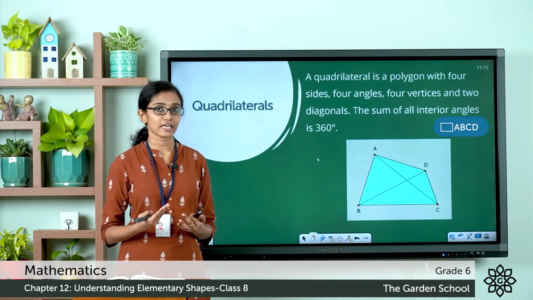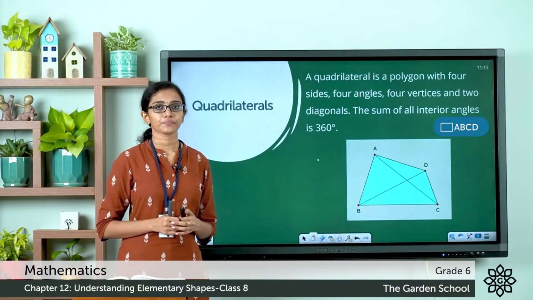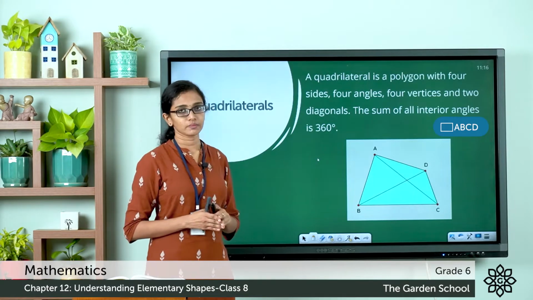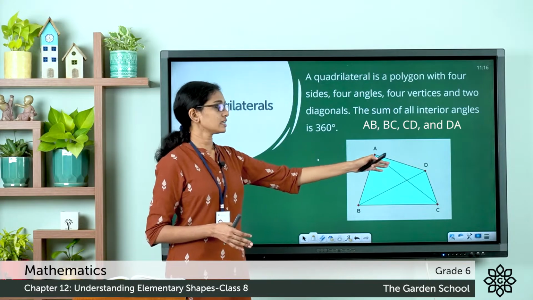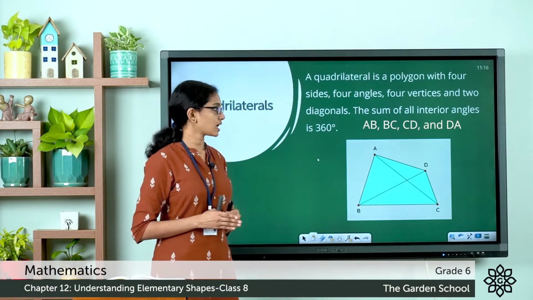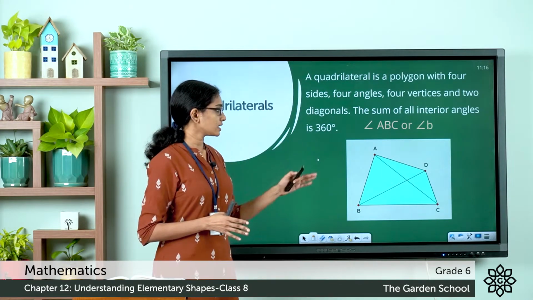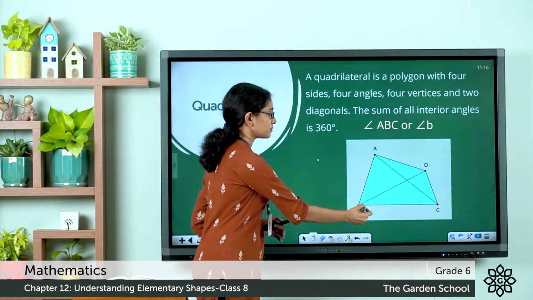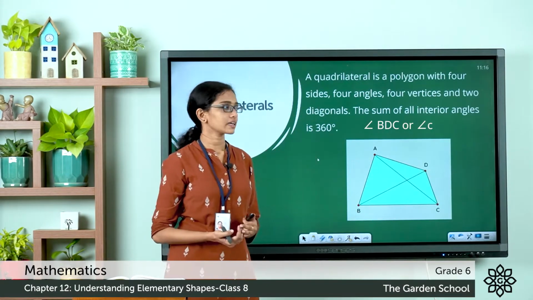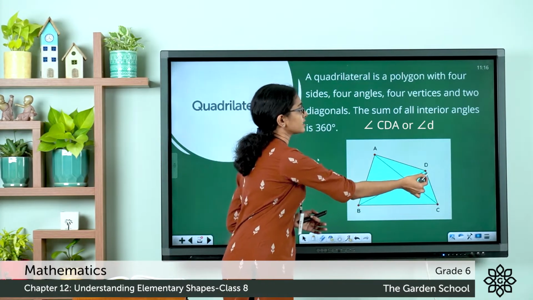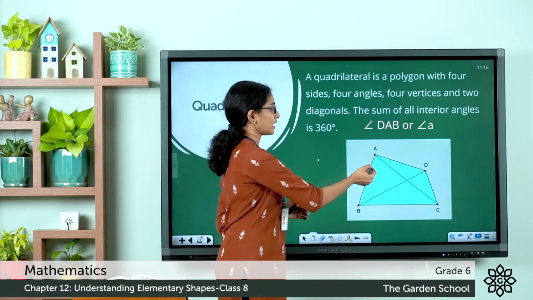So when you name a quadrilateral, it is important that you take the name of the vertices in the right order. Now here you can see for this quadrilateral ABCD, the four sides are side AB, side BC, side CD and side DA. The four vertices are A, B, C and D. The four angles are angle ABC or angle B, angle BCD or angle C, angle CDA or angle D and angle DAB or angle A.